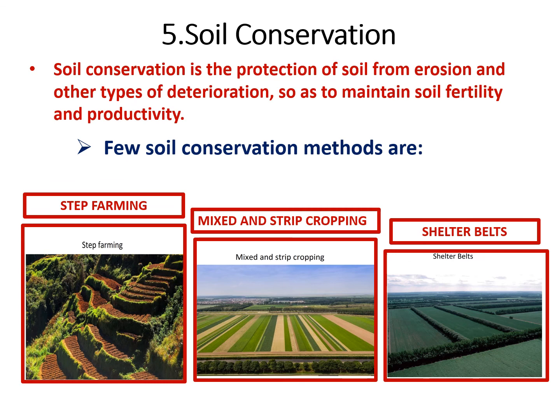Step farming, which is generally seen on hilly areas, and you can see it in the picture on your screen. Mixed strip cropping. When you have strips of grass planted between crops, that helps prevent soil erosion. And then shelter belts, again you can see it on your screen, when you have long trees planted around your agricultural land so as to stop soil erosion.